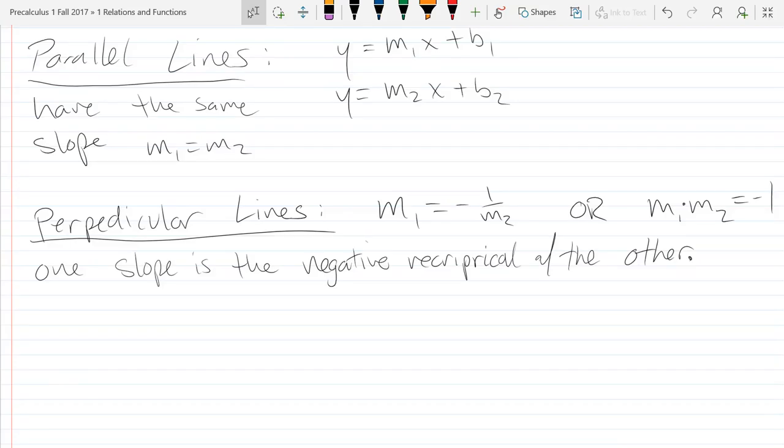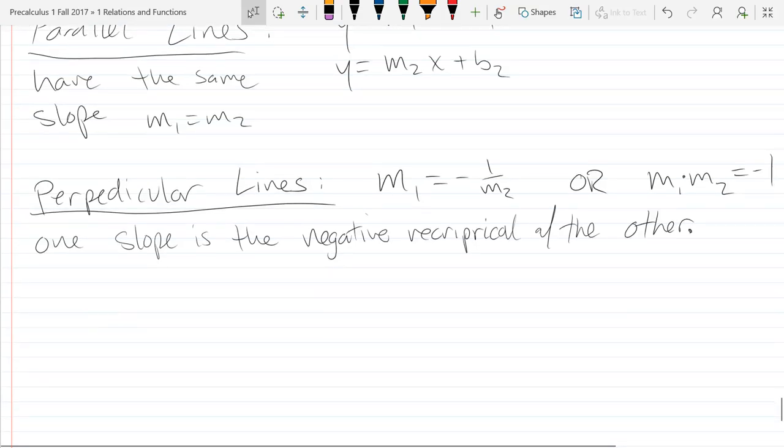So those are parallel and perpendicular. And we're going to do a few problems here with these. Actually, before we do this, let's write out the general form of a line.